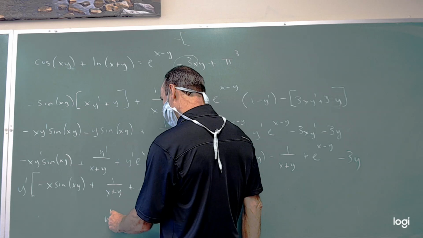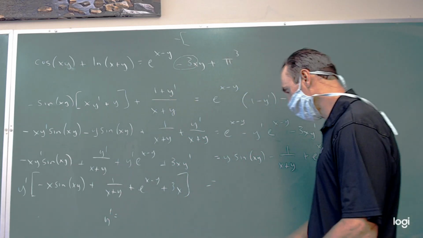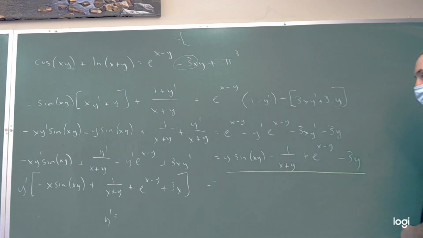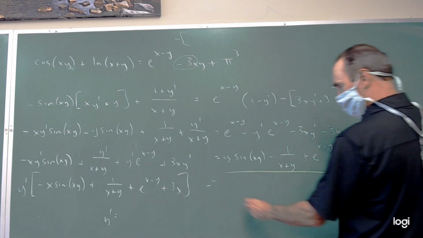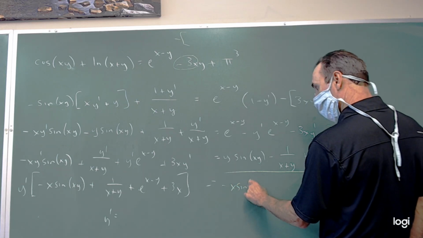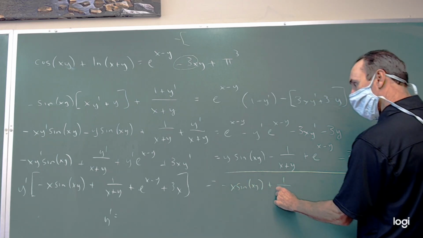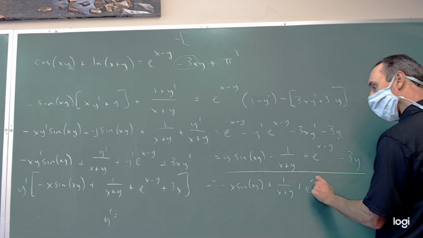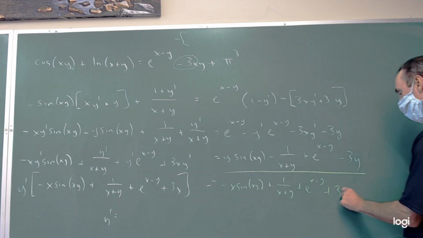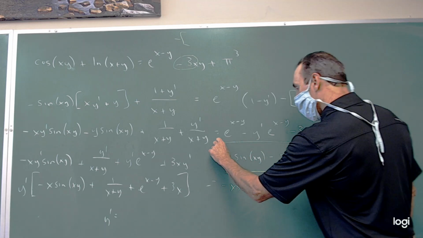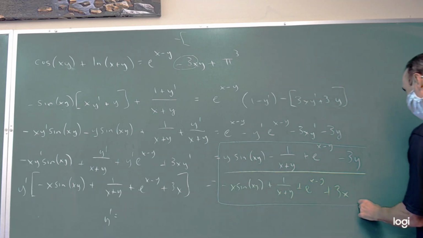Okay, now all this stuff in the brackets is multiplying the y prime. So we are going to divide it all to the other side. I'm going to be a little bit on the lazy side here. So I'm going to divide all of this stuff here by that negative x sine of xy plus 1 over x plus y plus e to the x minus y plus 3x. And that is our derivative, that whole big ugly fraction.